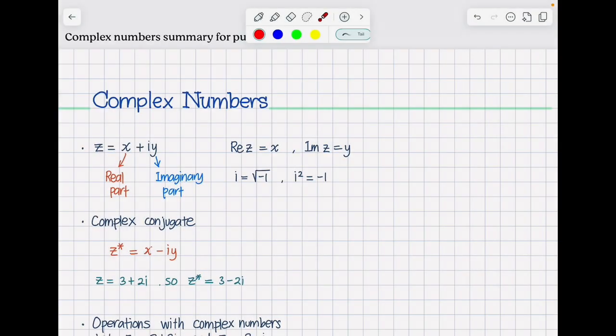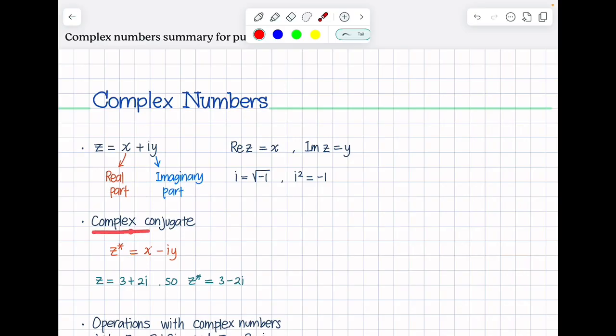Okay, complex numbers consist of a real part and an imaginary part. The notation is real z equals x, imaginary z equals y. And remember, i is equal to the square root of -1, therefore i squared equals -1.